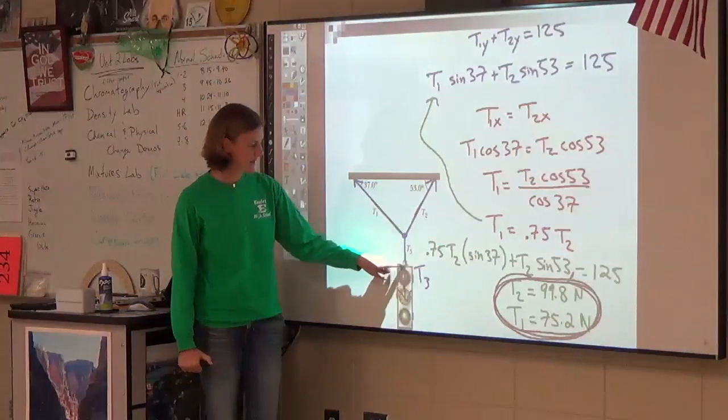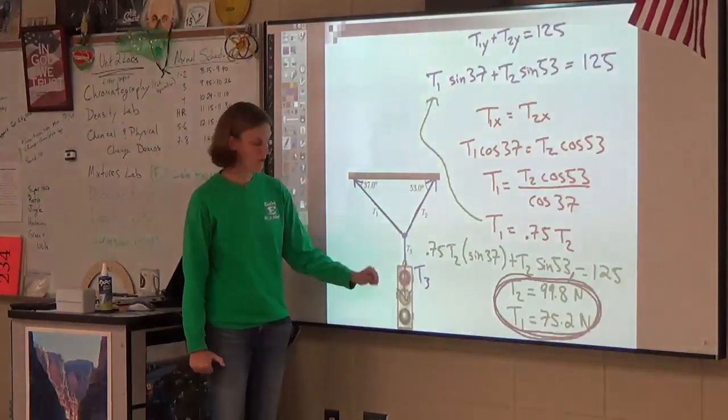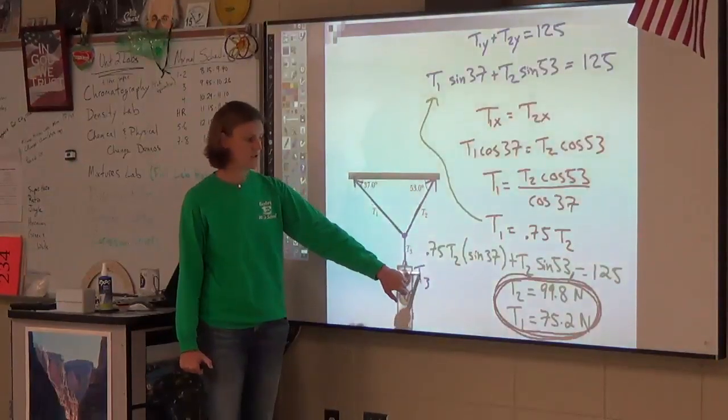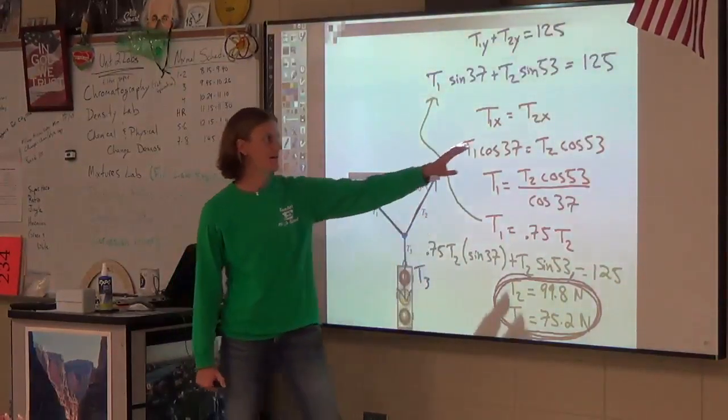We were able to draw a free body diagram for the light itself, and we knew the weight of the light down had to equal the tension up. So we already knew tension 3 was 125. That was given.